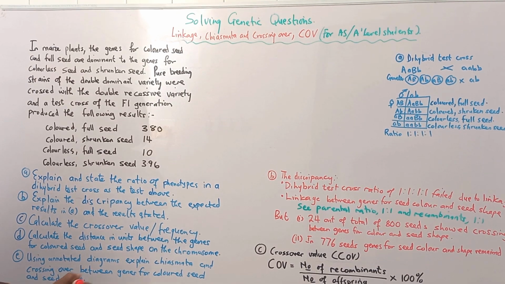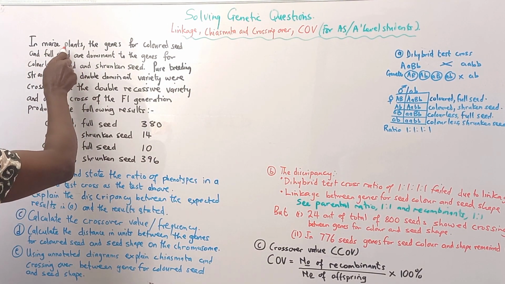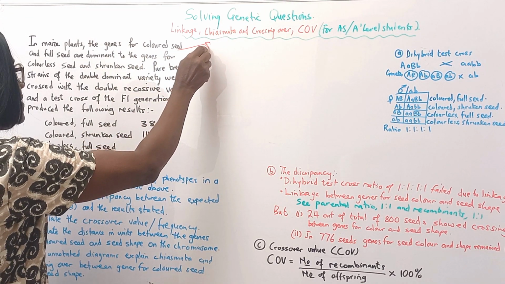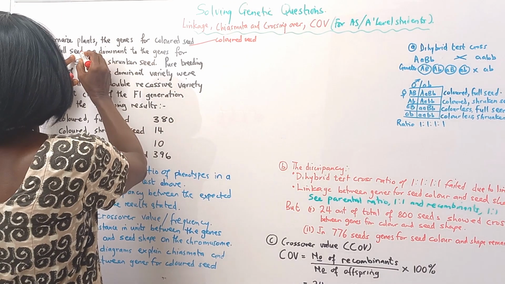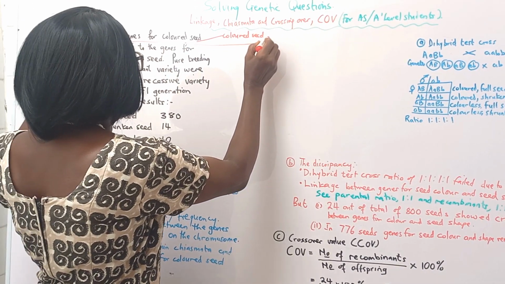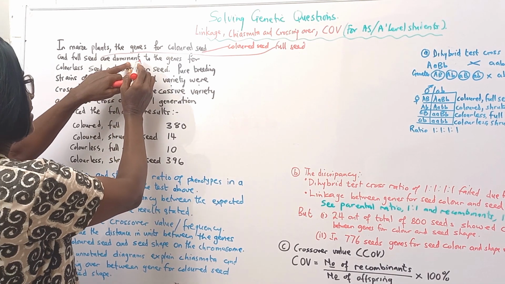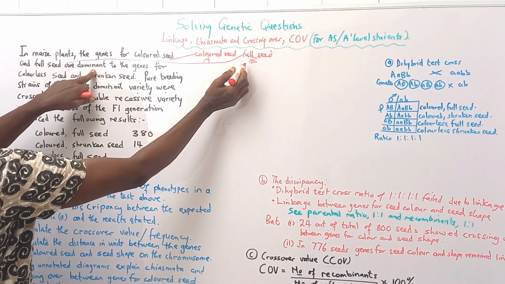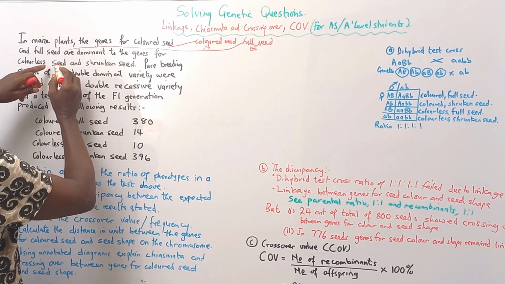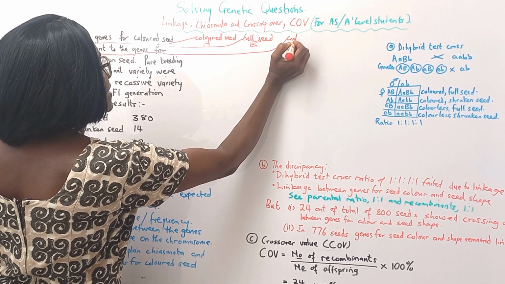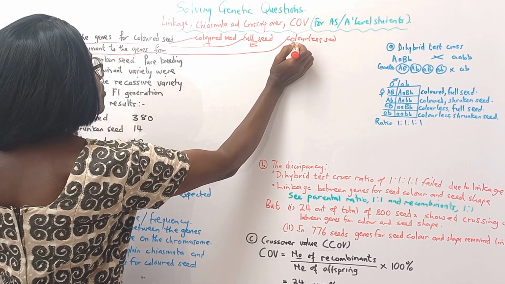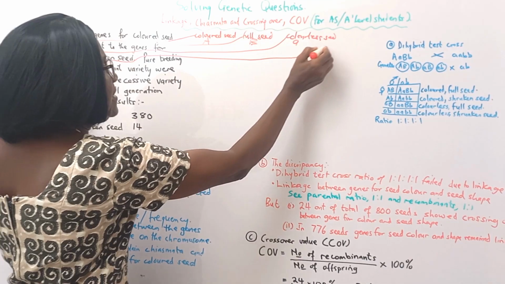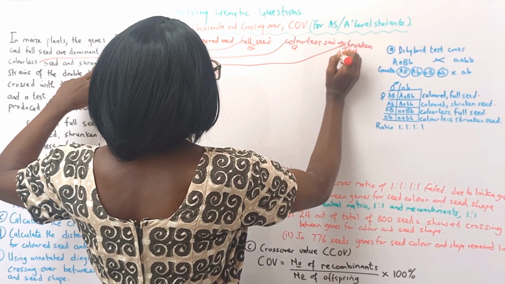Well, we need to analyze the data and solve the problem. In maize plants, genes for colored seed, so we know we are dealing with colored seed, and full seed are dominant. If we give colored seed capital A and full seed capital B, they are dominant to the genes for colorless seed, which will be small a, and shrunken seed, which will be small b.